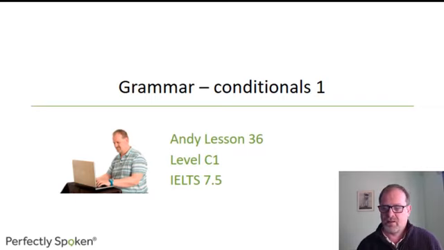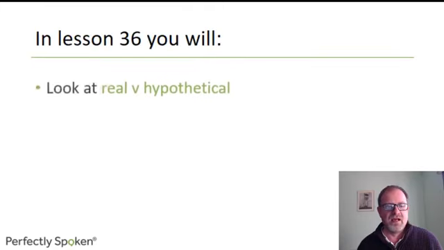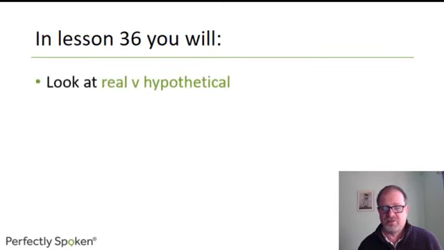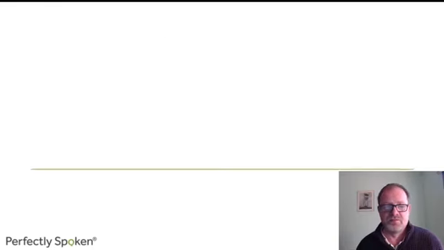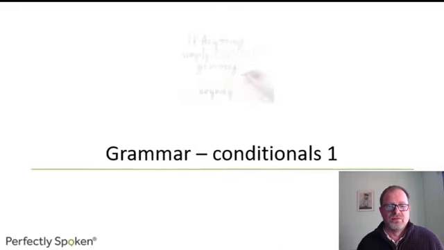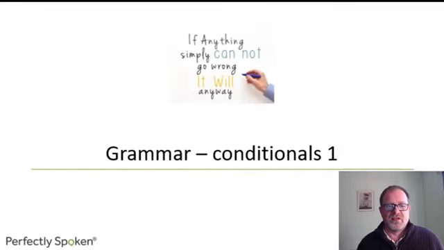So, we're going to look at the following in this lesson: real and hypothetical conditionals, as well as looking at mixed conditionals to talk about different time periods. So, "If anything simply cannot go wrong, it will anyway" is an example of the first conditional, which we'll look at in a bit. This is a play on Murphy's Law: "If anything can go wrong, it will go wrong."